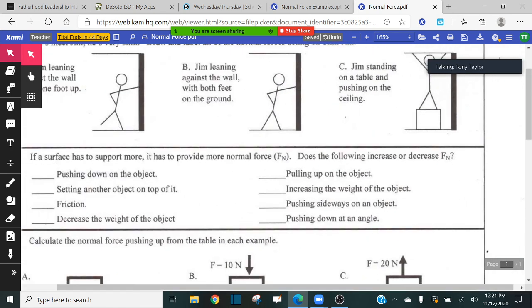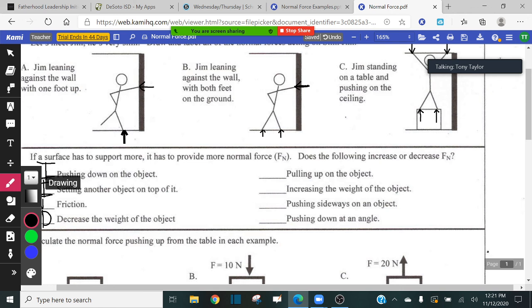And we've already said this here, pulling up on an object does what? Pulling up on an object decreases the normal force. What about increasing the weight of the object? That should be obvious. Increasing the weight of the object increases the normal force. What about pushing sideways on the object? Assuming the normal force is a vertical force, pushing sideways on the object would do nothing because that's a horizontal force.